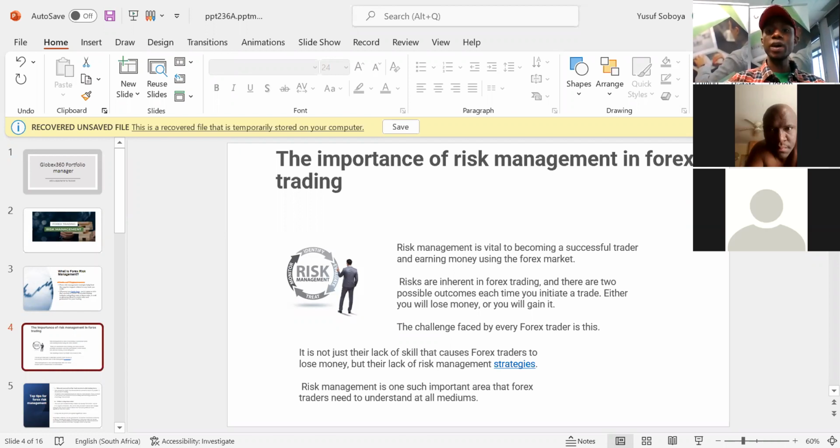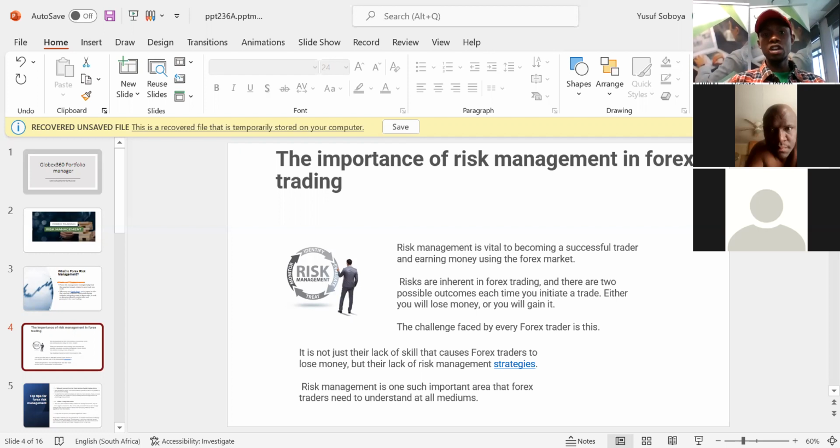The challenge faced by every Forex trader is that it is not just a lack of skill that causes a Forex trader to lose money, but a lack of risk management strategies, right? It's not about how much you know about Forex, how much you can analyze Forex, but sometimes it's about not knowing how to apply your risk management strategy, right?